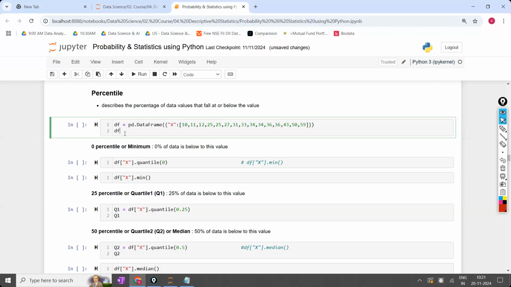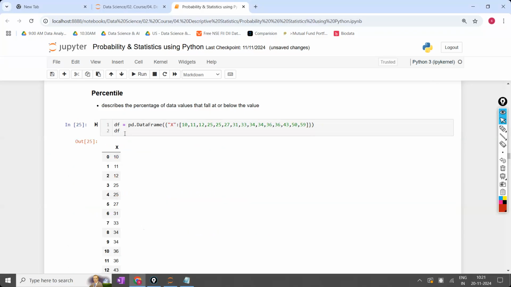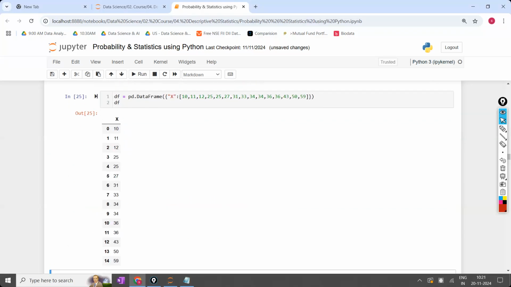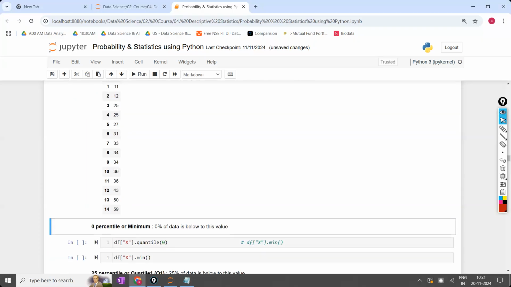Done. Now coming to the given data set. For the given data set, we are going to calculate the percentiles. So what is the percentile? What is the calculation of percentile? It means position. In what position you are there. So the minimum value, what is the minimum value we are having now? Minimum value is called as 0 percentile. Sir, why is it called 0 percentile?